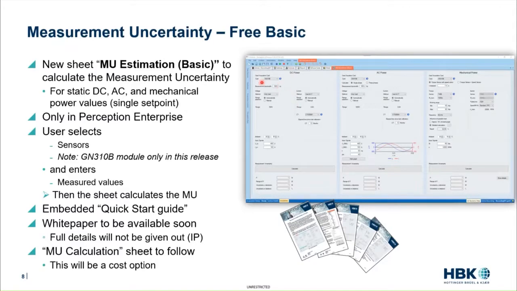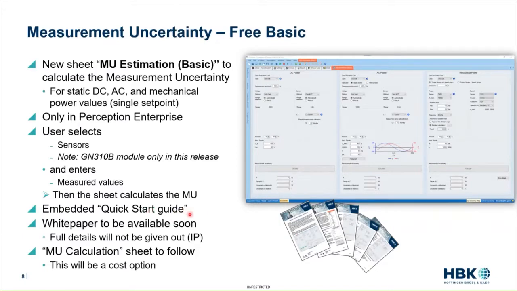At the moment, it only supports the GN310B power card from the GenDAC family. You just enter the voltage point, the current that's being measured, the sensor that's in use, how long it's been since that sensor was calibrated, the temperature, all that information, click calculate, and Perception is going to tell you the measurement uncertainty for that measurement point.